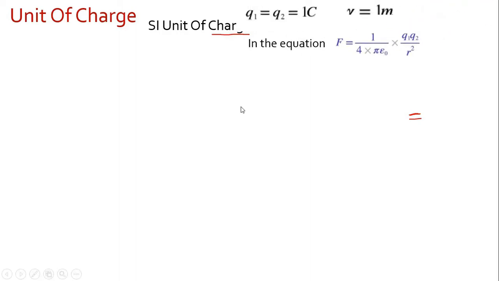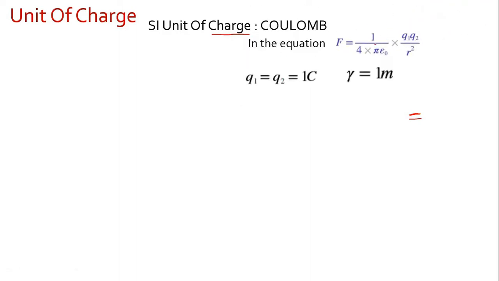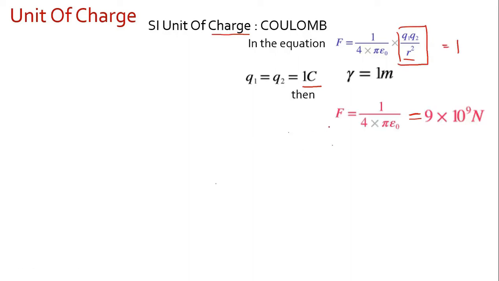So for that, in the basic equation, we have F equals 1 upon 4 pi epsilon naught Q1 Q2 by R square. In this equation, if we put the value of charges Q1 Q2 as 1 Coulomb and the distance as 1 meter, then this particular term is going to become equal to 1. So what we are left with is F equals 1 upon 4 pi epsilon naught, 9 into 10 to the power 9 Newton. So this is a constant value for the force when the two charges are of magnitude 1 Coulomb and are separated by a distance of 1 meter.